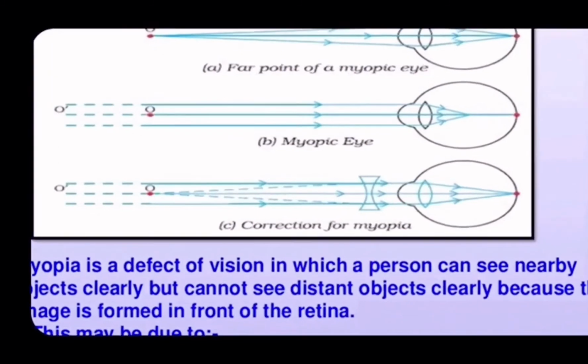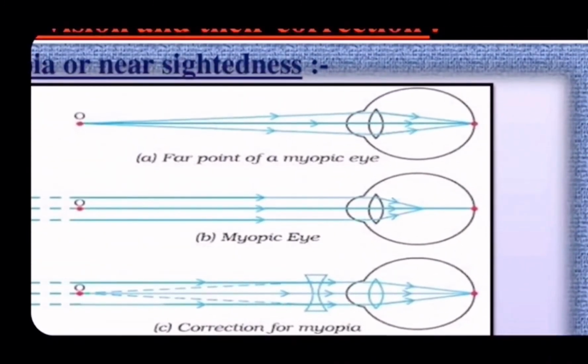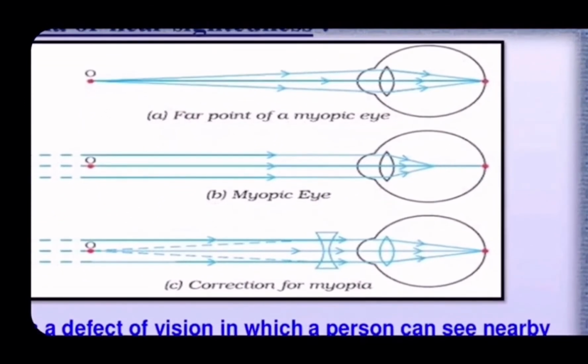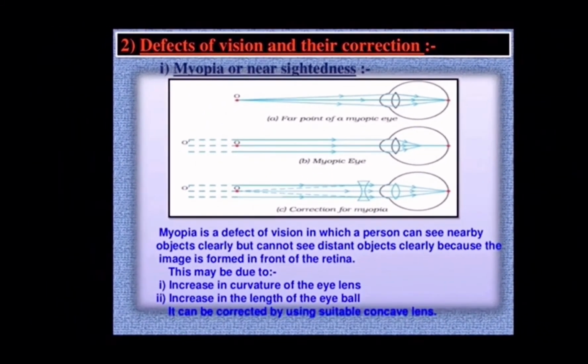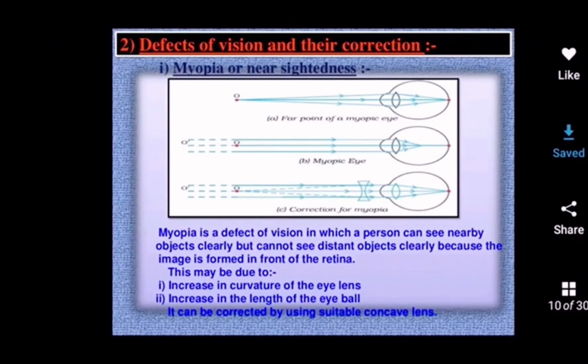As you can see here, we have a normal eye where the image is formed at the retina. And we have a myopic eye also in the second figure, figure B. Here the image is formed before the retina. It is not forming at the retina. That's why that image seems to be blurred and we are not able to see that image clearly.